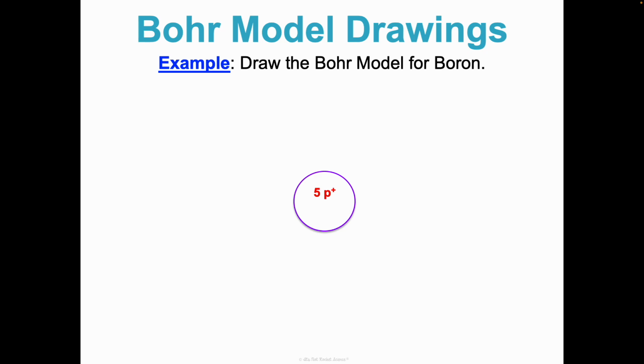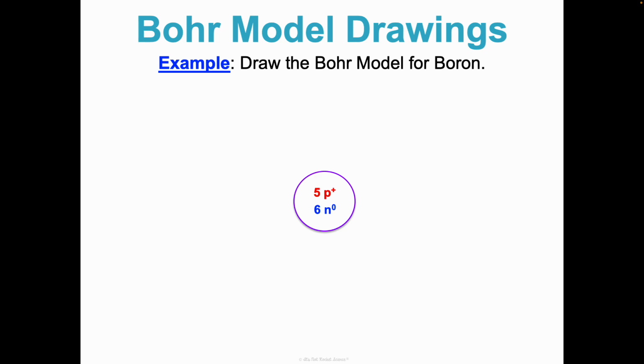Next, we need to determine the number of neutrons based on its mass number. In this prompt, we didn't get the mass number, so I'm just going to use the average atomic mass on the periodic table. It's 10.81, which rounds to 11 as the closest whole number. So I'm going to assume that the most common isotope of boron is boron 11. 11 minus 5 protons gives me 6 neutrons for the nucleus.